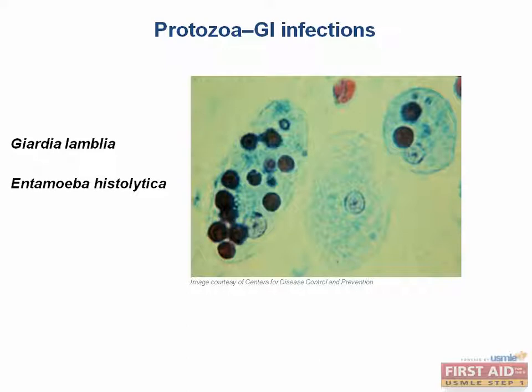Entamoeba can also produce ulcers in the colon. These ulcers are described as having a very characteristic appearance. Can you remember the name of that term?